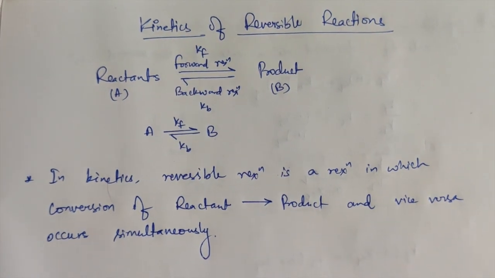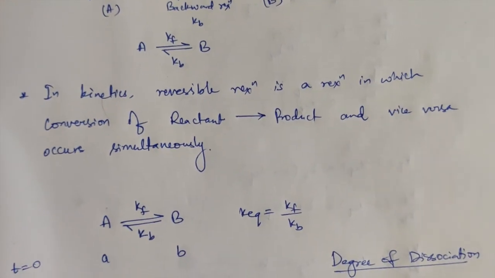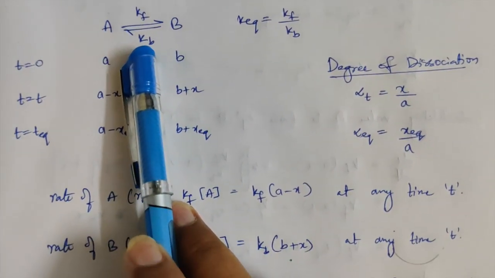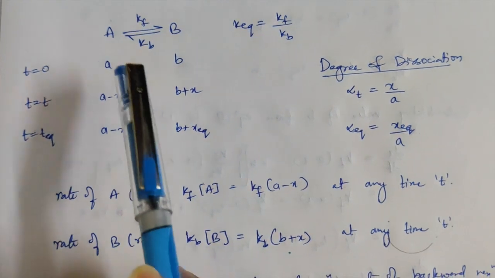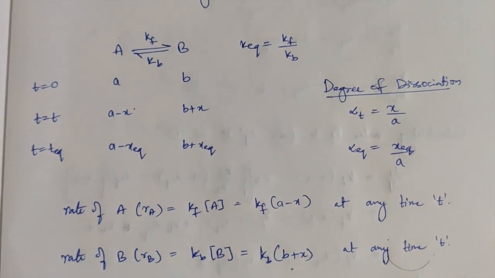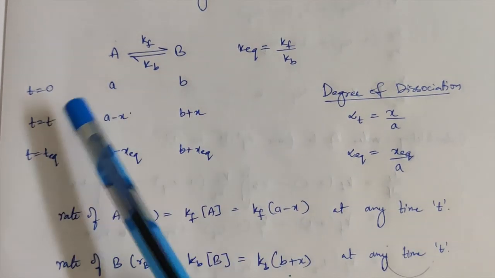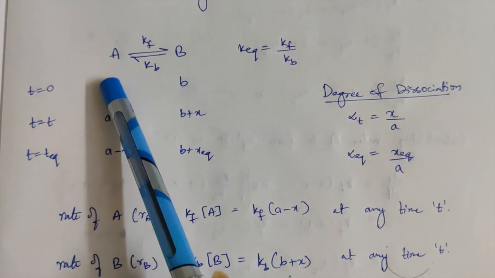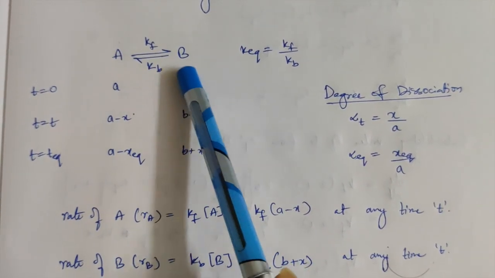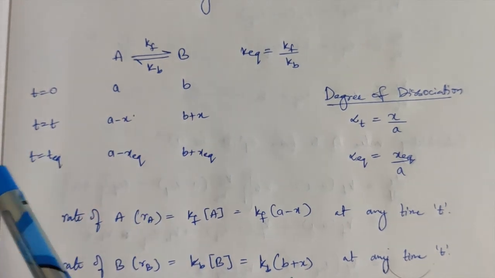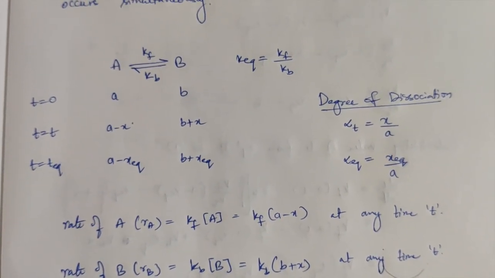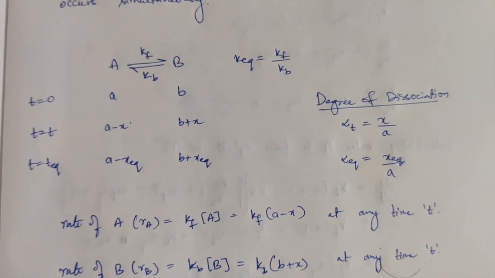Now let's see mathematically how we'll handle these kinds of questions. Let's take a case in which we have molecule A which is being converted into B. Initially, when the time was 0, you have small a as the concentration of A molecule and small b as the concentration of B molecule. These are the concentrations of your A and B at the initial time.